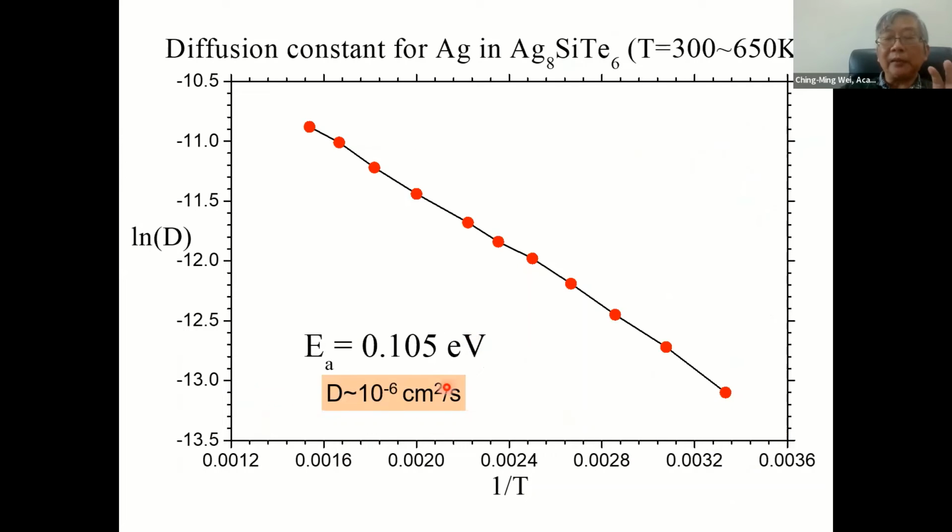And again, you can see the barrier is roughly 100 meV here. Actually, for this temperature range, the diffusion constant has this value, and it means that in one day, the silver atom can move 1 centimeter. So you can see how fast these kinds of superionic materials move.